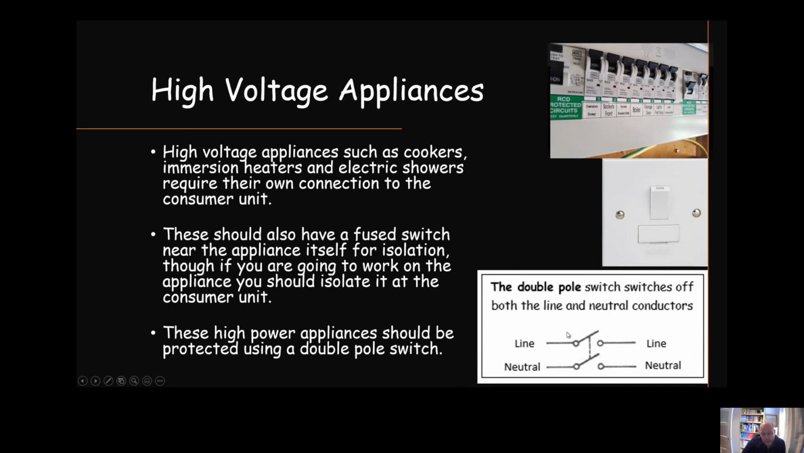Bit of interesting information here. These appliances that are drawing large loads should have a double pole switch. A double pole switch would switch off both the line and the neutral conductors. And the symbol for this you can see on the right hand side here.